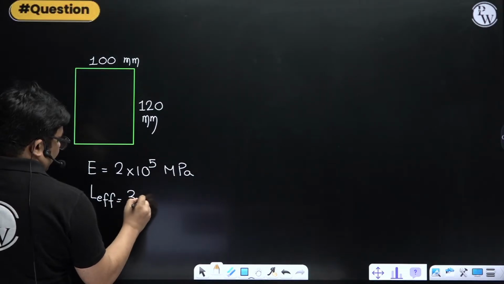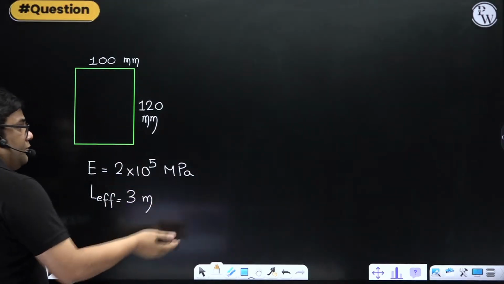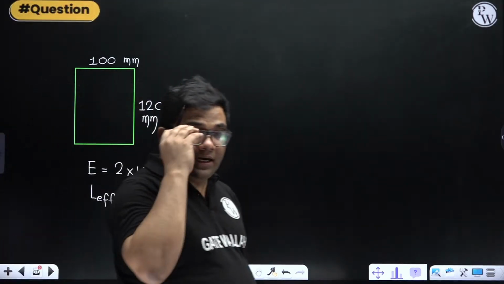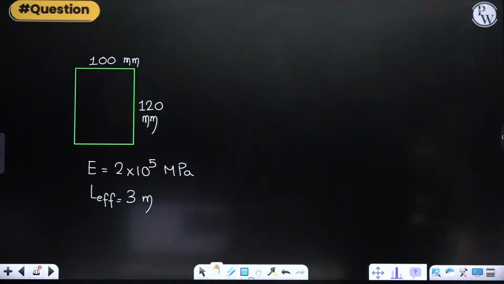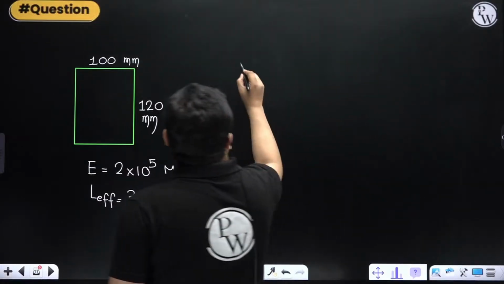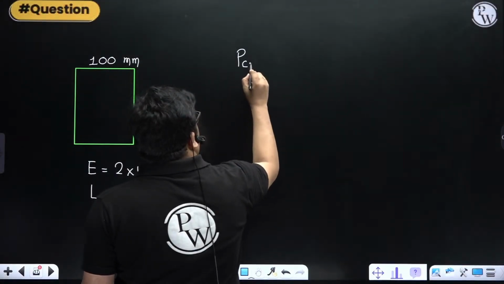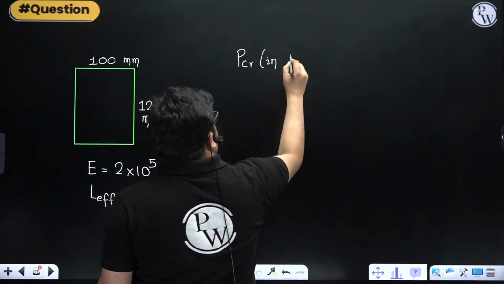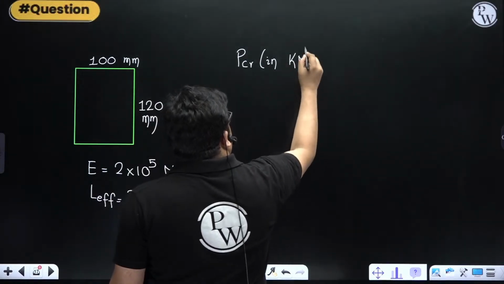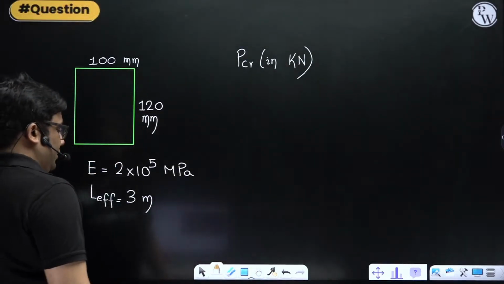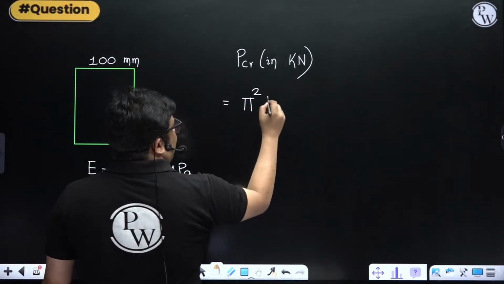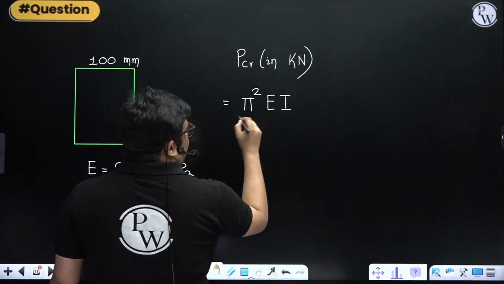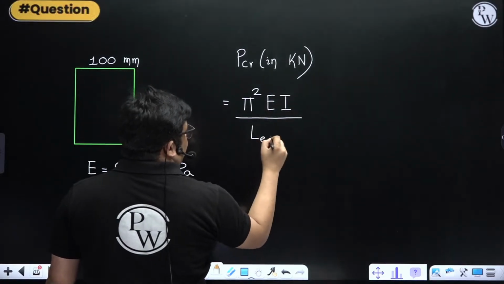They might give you the effective length, or they might give you the unsupported length and the support condition. But here, suppose at least the effective length is given. So here buckling load is asked. You have to find out the buckling load in kilonewton. That is very easy, right? If you want to find the buckling load, the formula is pi square EI by L effective square.